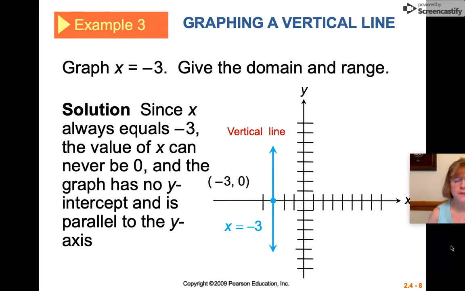Now here's a graph of x equals -3. Again, we think of that as all of the x values on all of the points on this line are equal to -3, which means x is only -3 and therefore can never be 0. So it's not going to ever cross the y-axis. So it's parallel to the y-axis, which makes it a vertical line.